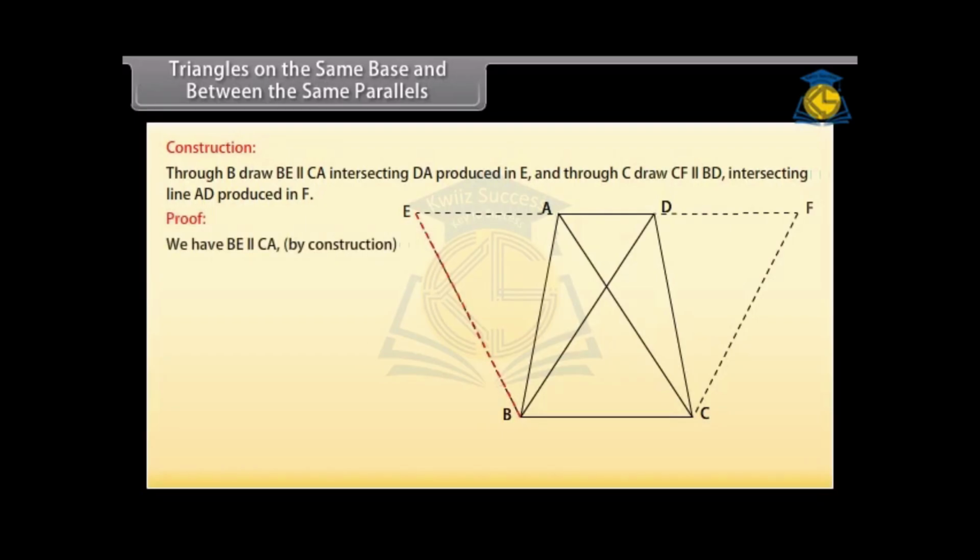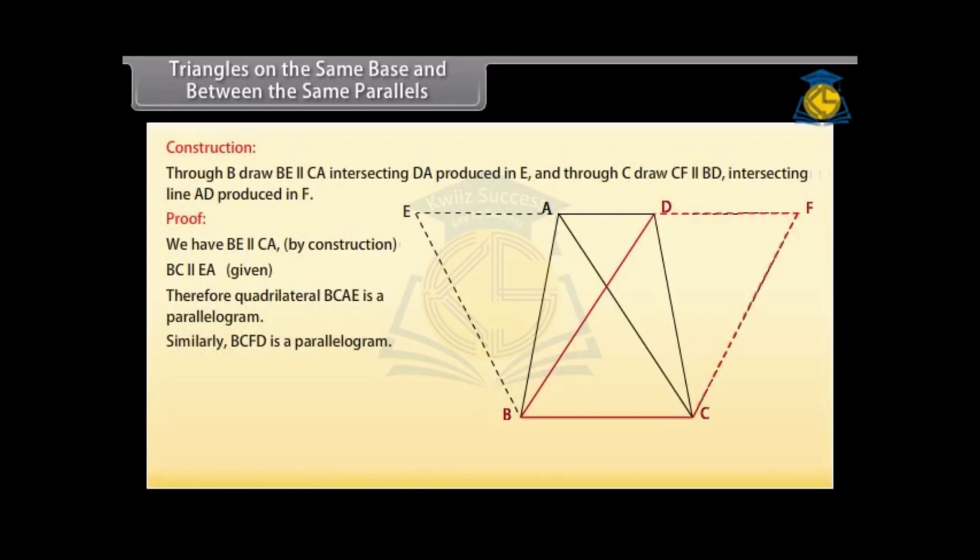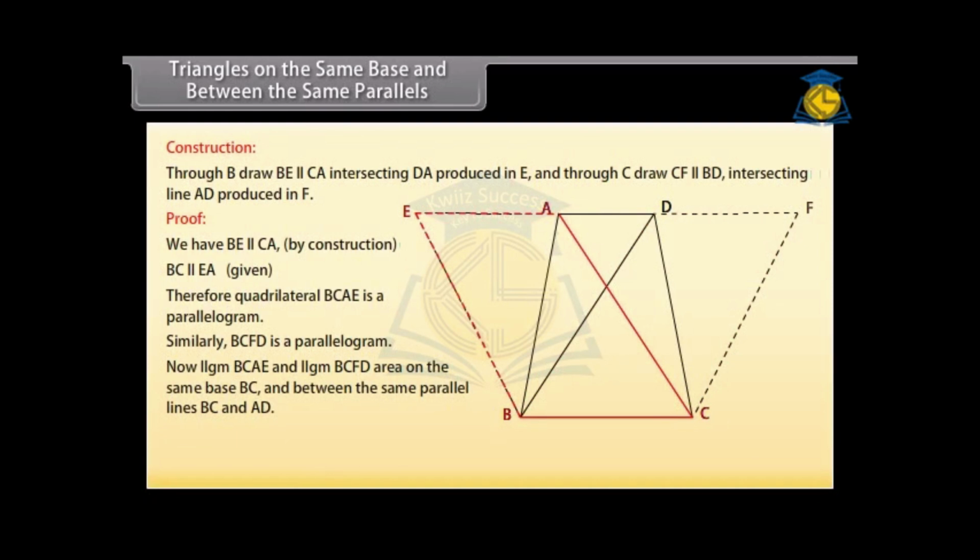Proof: We have BE parallel to CA by construction. BC is parallel to EA, this is given. Therefore, quadrilateral BCAE is a parallelogram. Similarly, BCFD is a parallelogram. Now, parallelogram BCAE and parallelogram BCFD are on the same base BC and between the same parallel lines BC and AD. Therefore, area of parallelogram BCAE is equal to area of parallelogram BCFD.